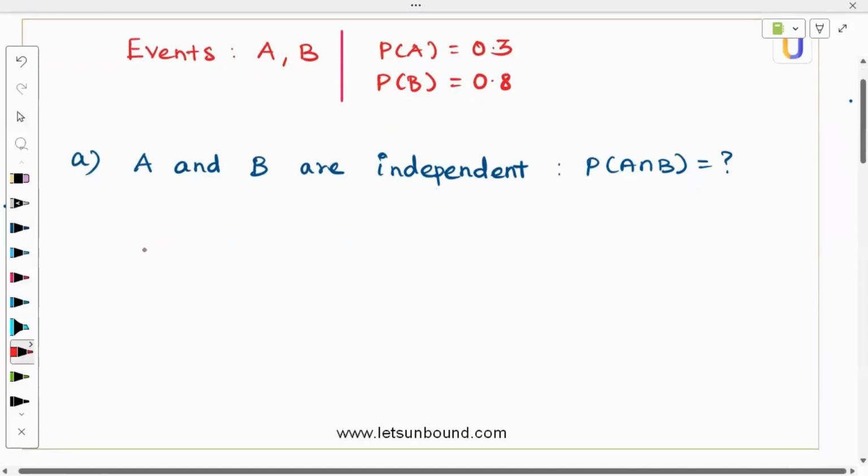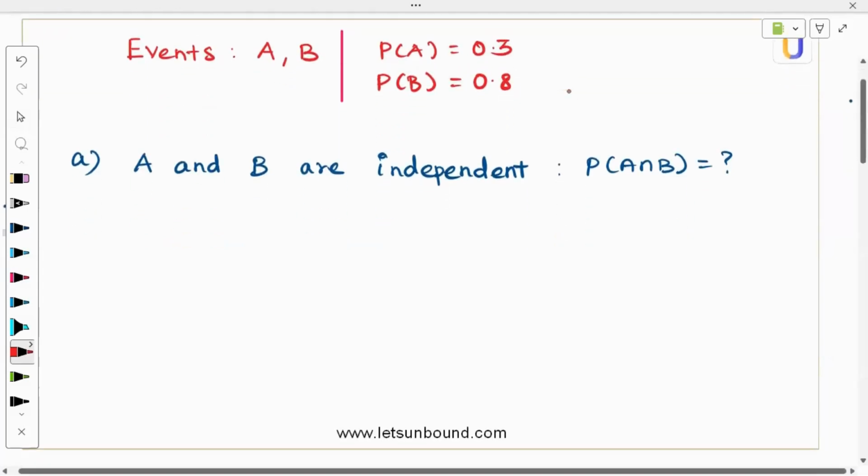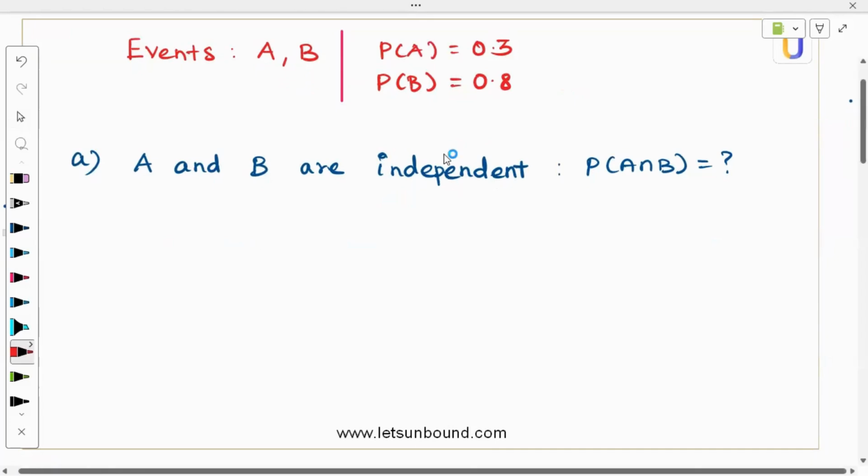Hello everyone. In this video, we are going to discuss a question based on probability, and we are in the sixth question. Two events are given, A and B, and the probabilities of the events are given as 0.3 and 0.8. In this case, if A and B are independent, what is P of A intersection B?